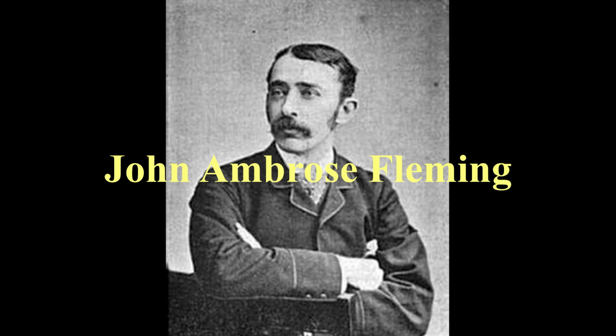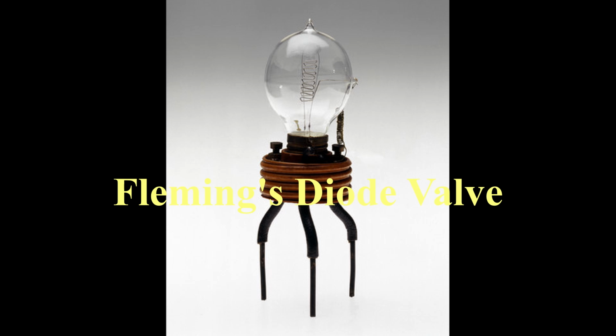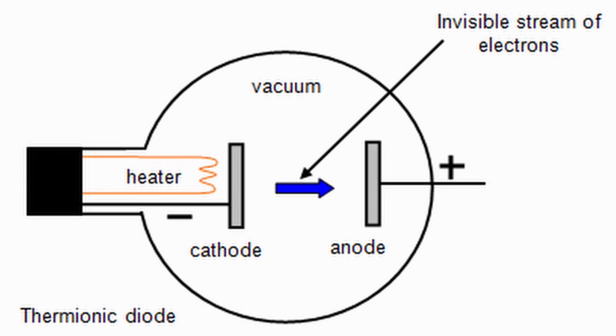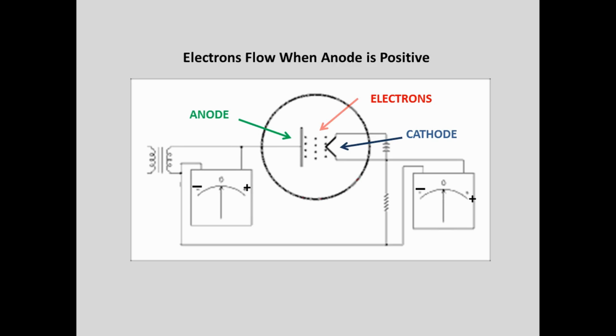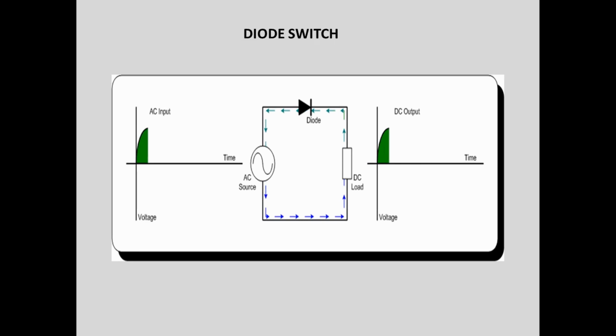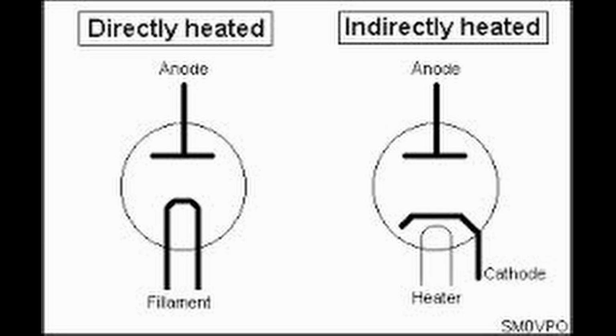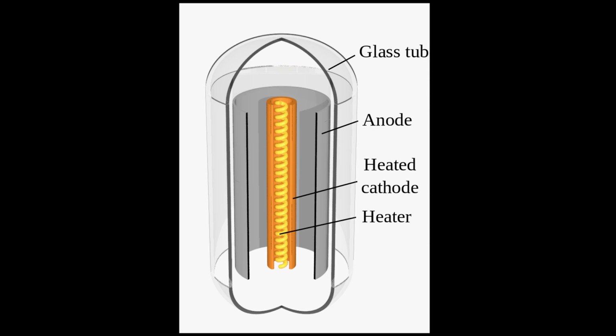John Ambrose Fleming, who was an engineer and physicist, invented the first electronic tube or diode valve based on J.J. Thomson's discovery and the Edison effect. Diode was coined from the words two electrodes. The diode, in simple terms, is an electronic switch. It has a negatively charged cathode that emits electrons when it is heated and a positively charged anode that receives the electrons emitted from the cathode.